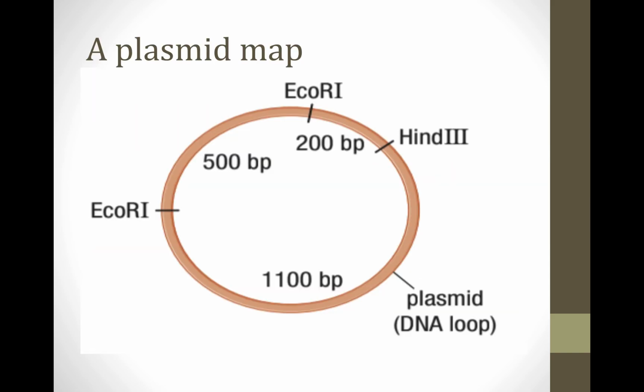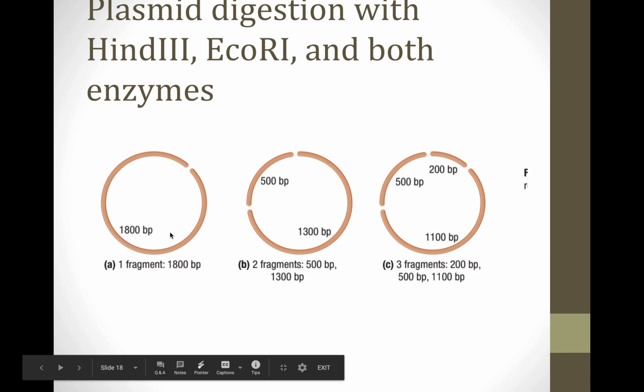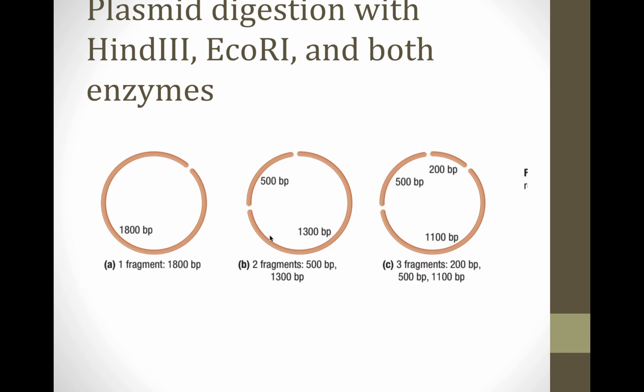So here's a plasmid map of where the different restriction enzymes can cut the plasmid. And you can see it's measured in base pairs. So if it's cut here, then you have 1800 base pairs. If you digest with two of the enzymes, you can get these two fragments. And if you digest with all three, then you can get those fragments.